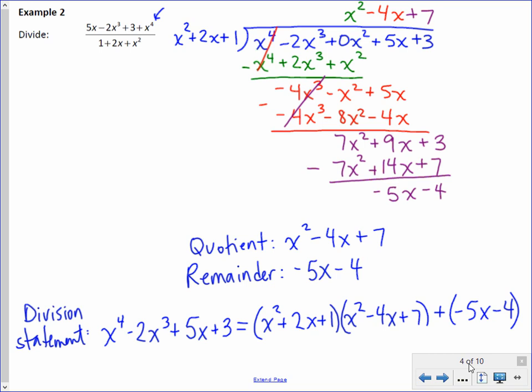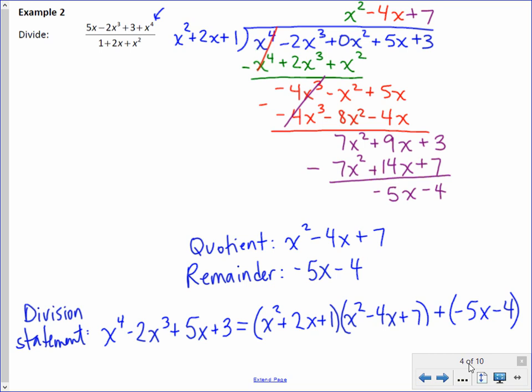So I just want you to understand the whole process here. If I expand this right side, it will be kind of tedious, but it's a check. If I expand this side, I get the left side. That means they're equivalent expressions.